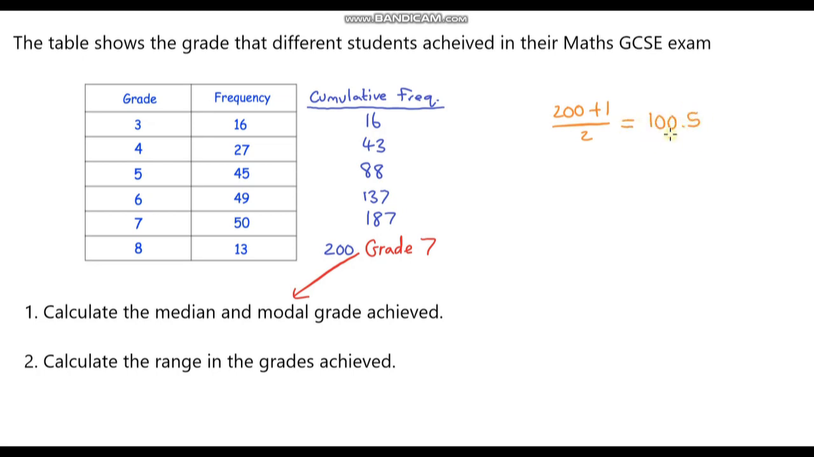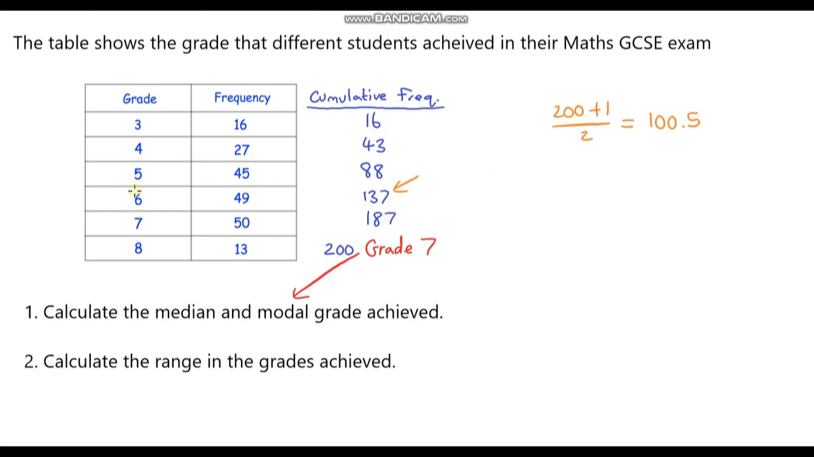So that's the position of the median. We're going to look between the 100th student and the 101st student, and that will be the median. So we can see here, it's not going to be here, not going to be here, not going to be here, we're not quite there yet. It's going to be this category here. So this position fits in this category here.